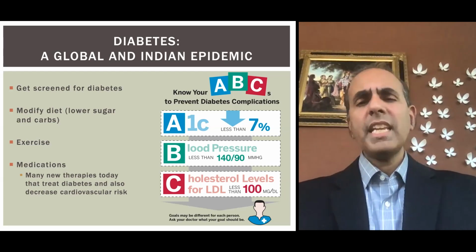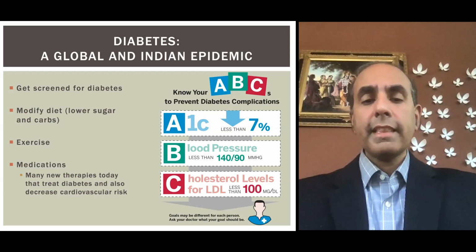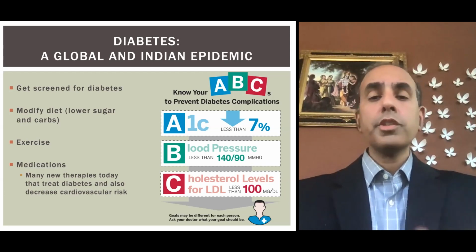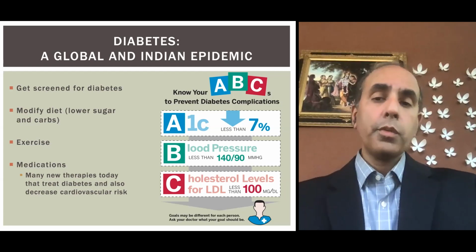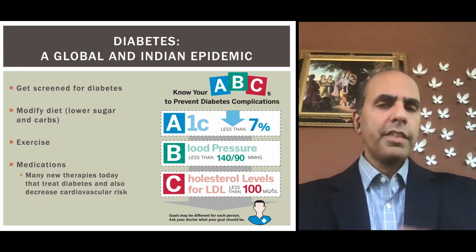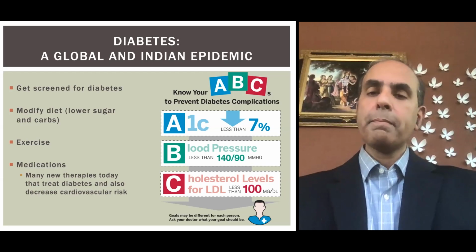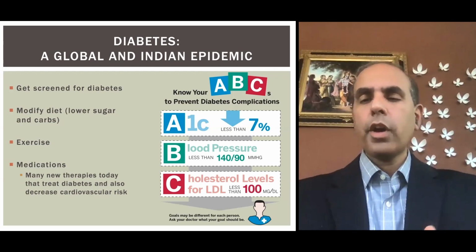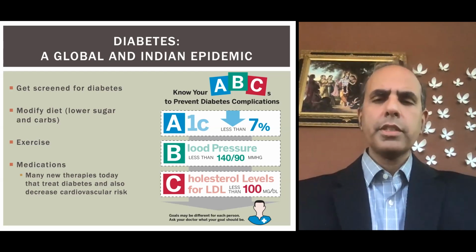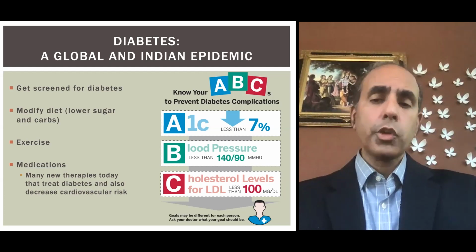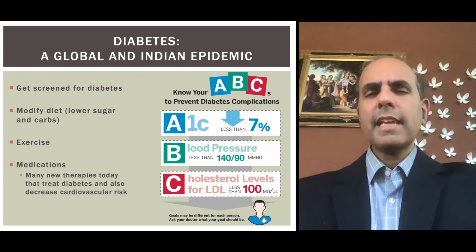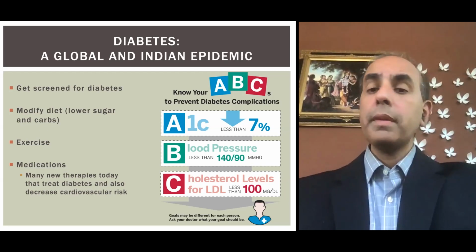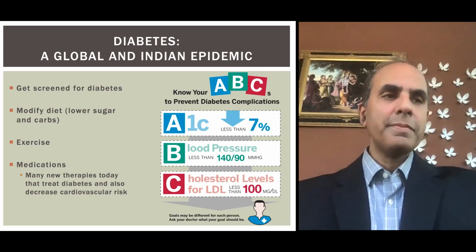And importantly, there are many, many new medications for diabetes today that help to not only treat diabetes, but also decrease the risk of heart disease in someone who may have diabetes. So these are things that your doctors may bring up. Importantly, we follow things like the A1C level, which is a measure of how well your glucose is controlled, blood pressure and cholesterol, which we talked about. So these are things that I think everyone should just be familiar with and aware of.